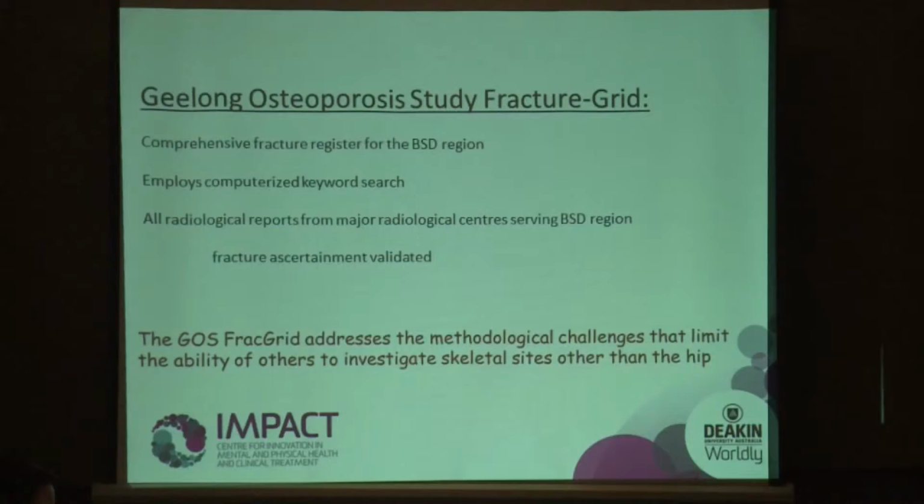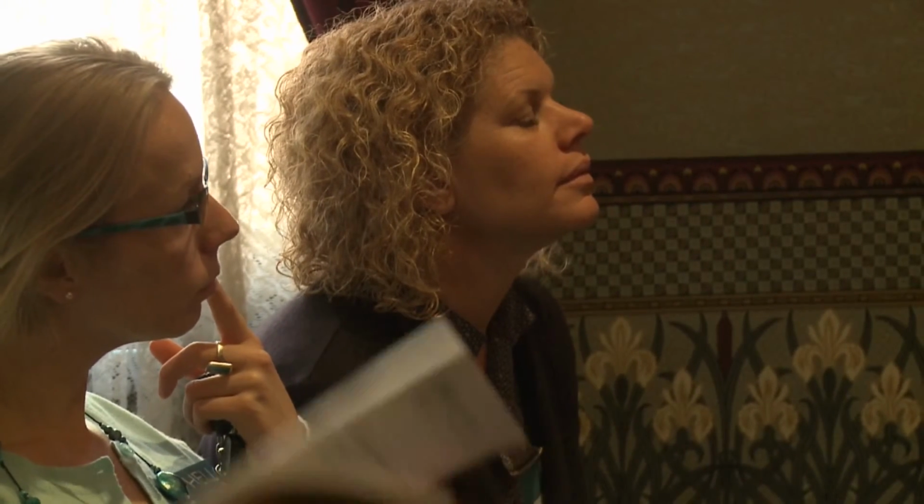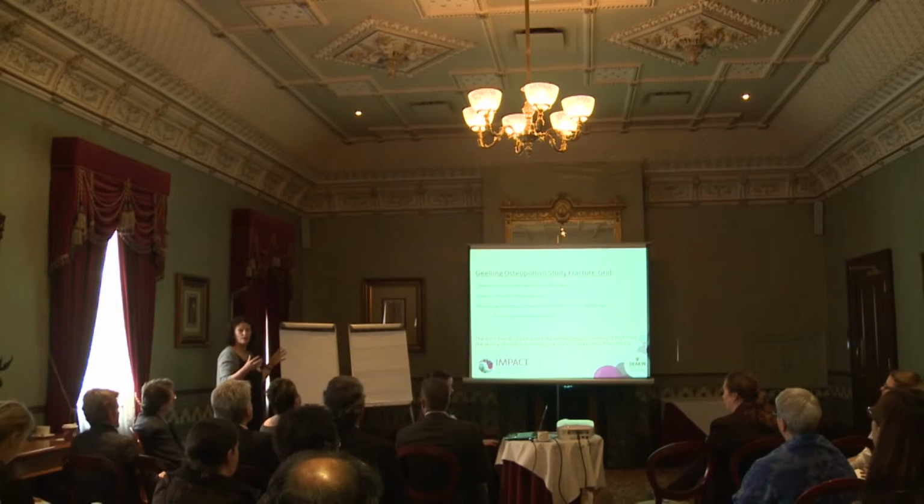And the next data set is the GOS fracture grid associated with the Geelong Osteoporosis study, but keep in mind it's a different data set. This is a relatively comprehensive fracture register for that defined region, the Barwon Statistical Division. It employed computerised keyword searches and it's cross-referenced with radiological reports. So it's very strong data. Everybody who had a fracture in the BSD, from 0 up to however long you want to live, is actually in this register. So it's quite strong. Now you can already see the level of value. They're not quite linked just yet.